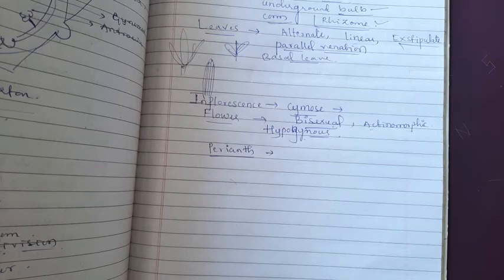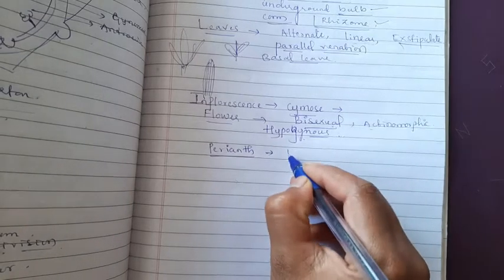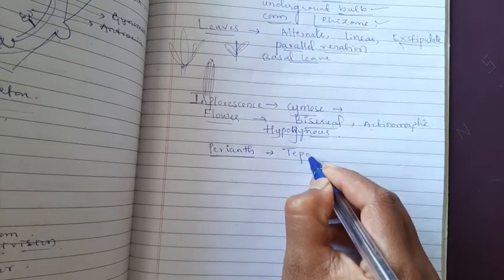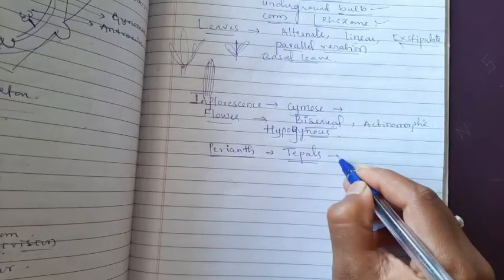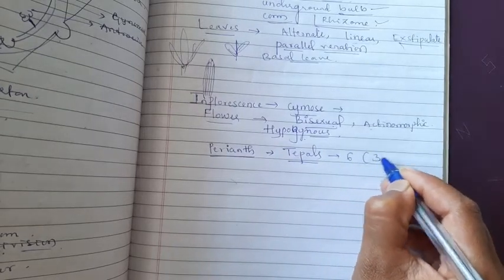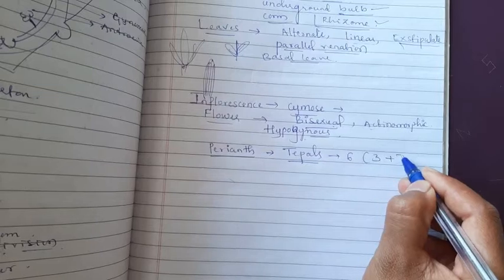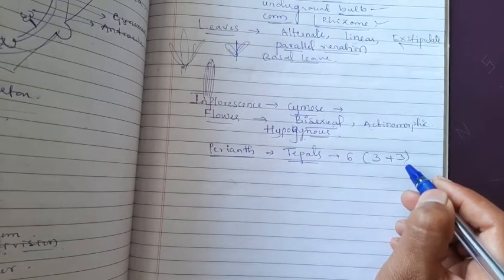That whorl is known as a perianth. Here inside the perianth the tepals are present. Tepals, it's in 6. 3 are arranged in one whorl, 3 are arranged in an outer whorl, okay.